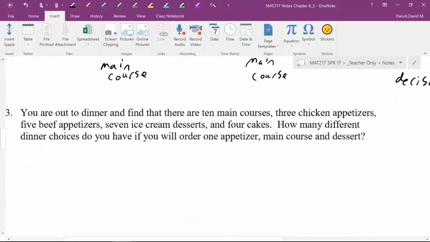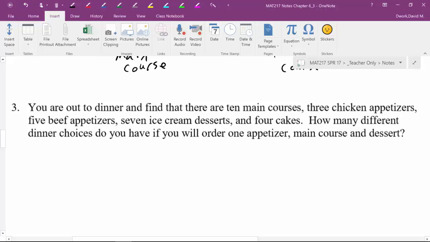So now, I want you to read this problem. I want you to try it on your own. If you need to make a decision tree, you absolutely can. If you don't want to make a decision tree, you absolutely don't have to. I probably will not make a decision tree when I do this problem. Okay? Pause the video, give it a shot.